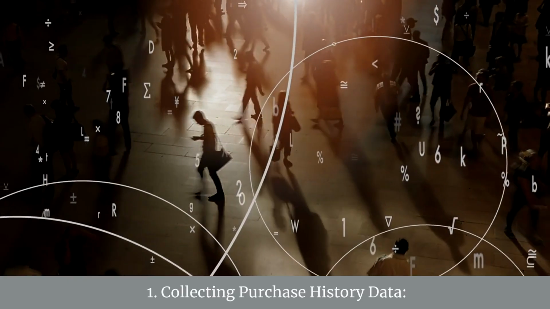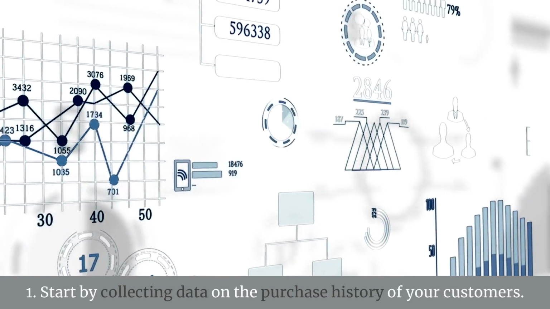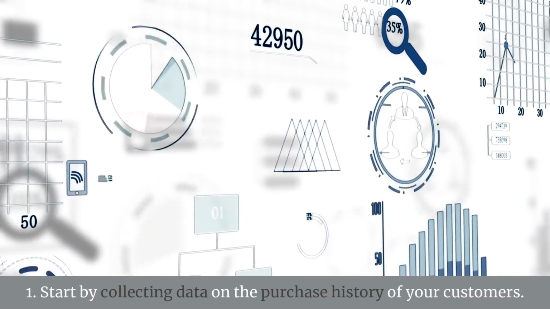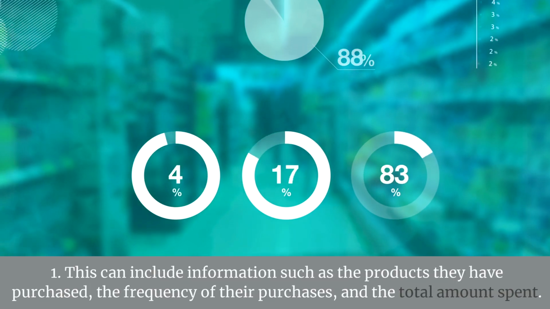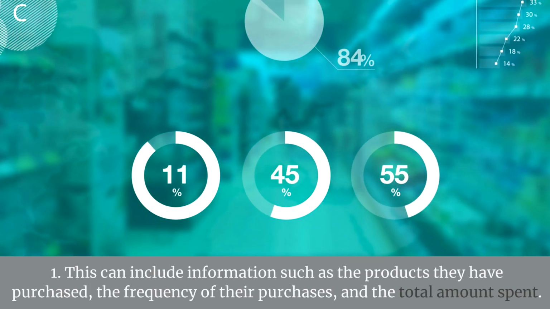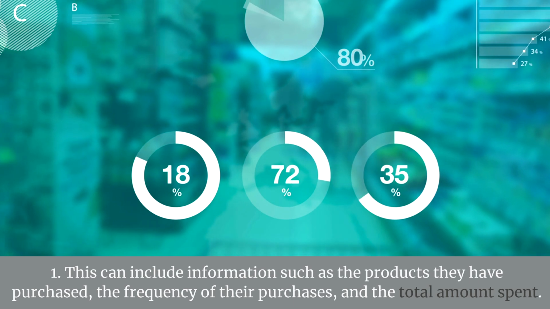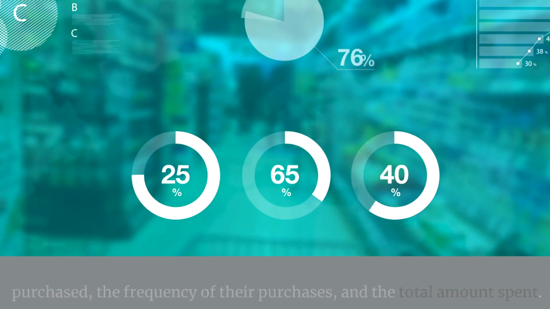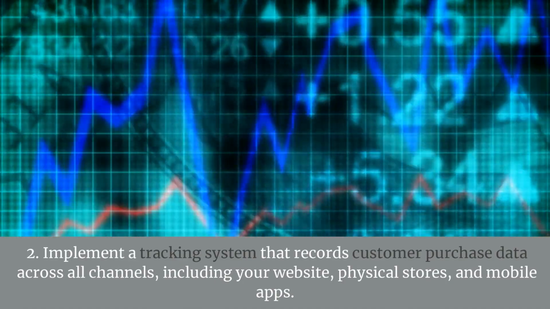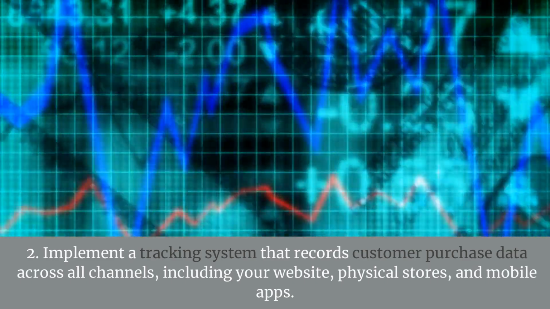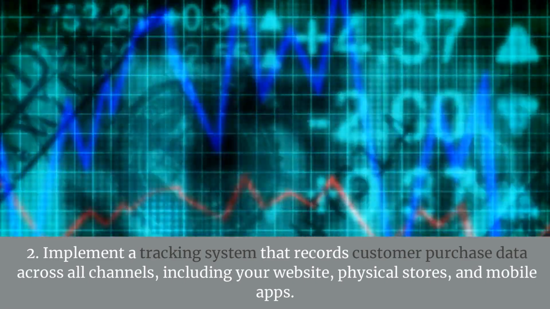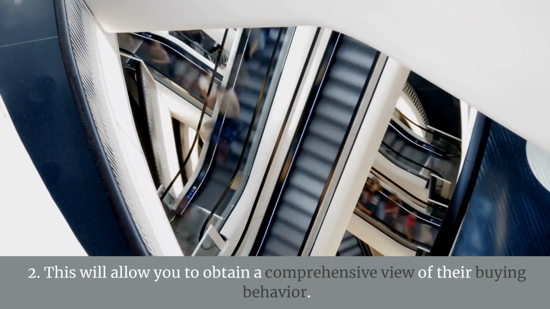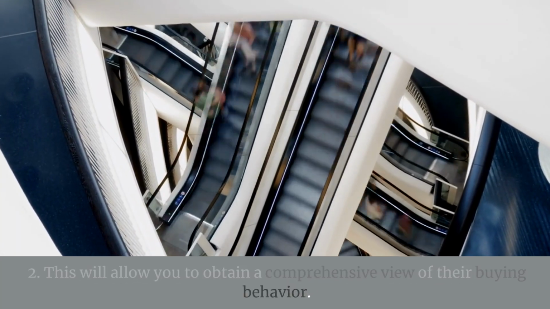1. Collecting purchase history data. Start by collecting data on the purchase history of your customers. This can include information such as the products they have purchased, the frequency of their purchases, and the total amount spent. Implement a tracking system that records customer purchase data across all channels, including your website, physical stores, and mobile apps. This will allow you to obtain a comprehensive view of their buying behavior.